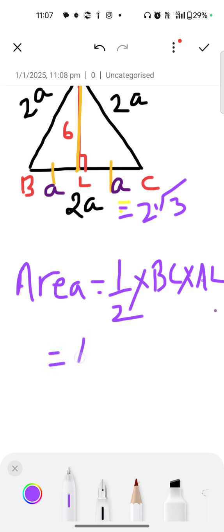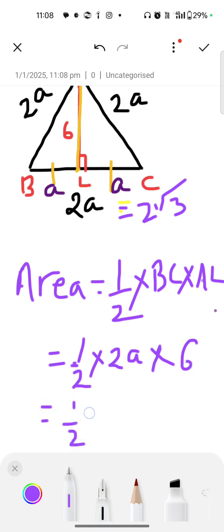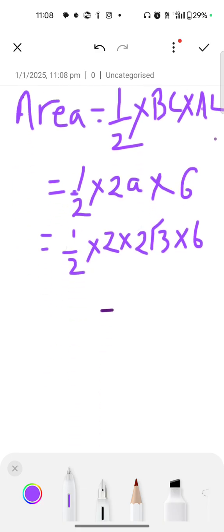Now half, what is BC? BC is 2a. Base is 2a. What is the height? AL is 6. And we can substitute the value of a here, which is 2 root 3. When I substitute the value, the 2 and 2 will be cancelled here.